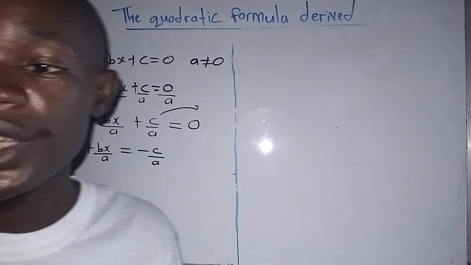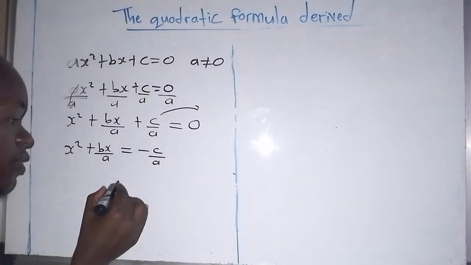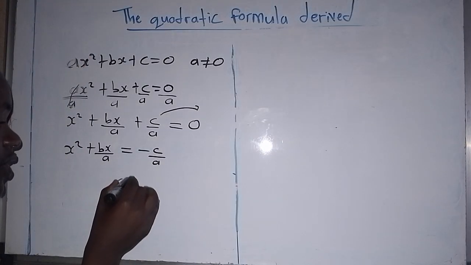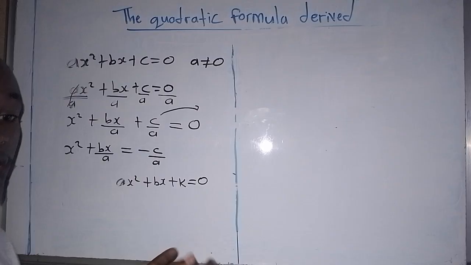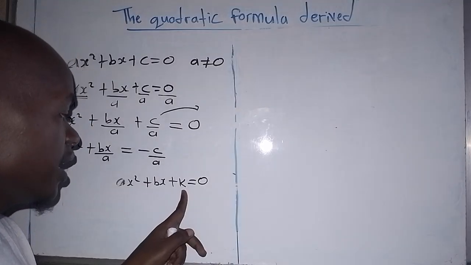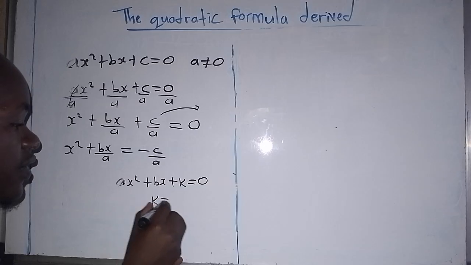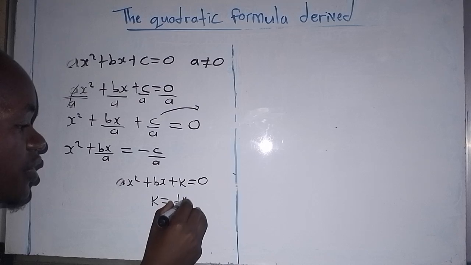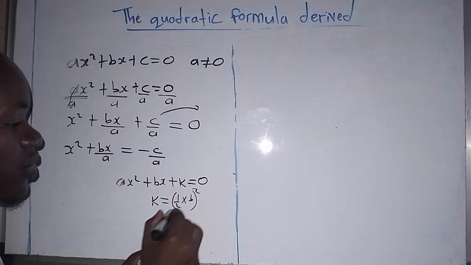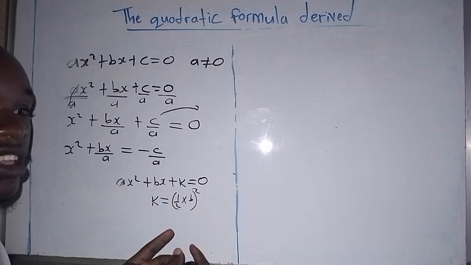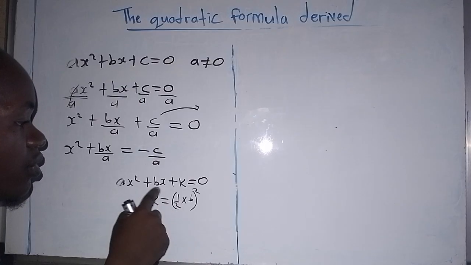Now, there is a method that we use for finding the constant. If you have an equation like ax squared plus bx plus k equals 0, and we were told to find the value of k, we get the coefficient of x, which is b, and say that k is equal to half times b, then to the power 2.